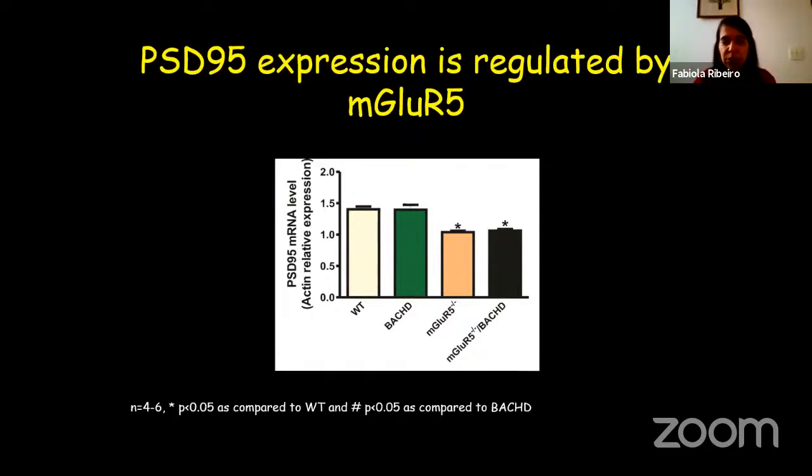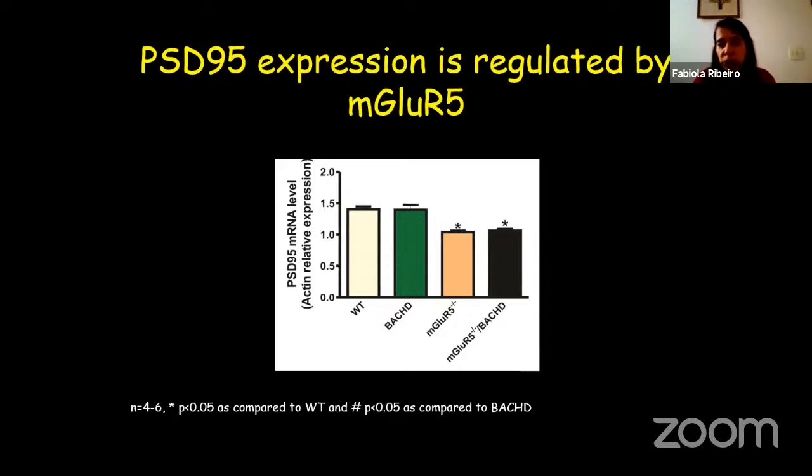PSD95 is very important for the assembly of the postsynaptic proteins. So it's present in the postsynaptic site. And we then measured the levels of PSD95, and we observed that mutant huntingtin does not change PSD95 expression. However, mGluR5 knockout decreased PSD95 expression regardless of the presence of mutant huntingtin. And this was quite interesting to us because it was not known that mGluR5 could modulate PSD95 expression.